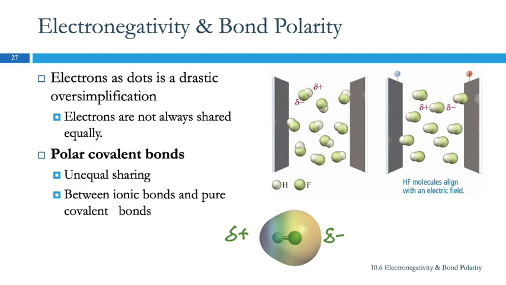So these bonds are kind of between an ionic bond, where they're not sharing. One atom took the electron from the other, or, framing it more positively, one atom gave the electron to the other. And at the other end, we have the covalent bond, where they're sharing perfectly equally, right? So this is kind of in between.